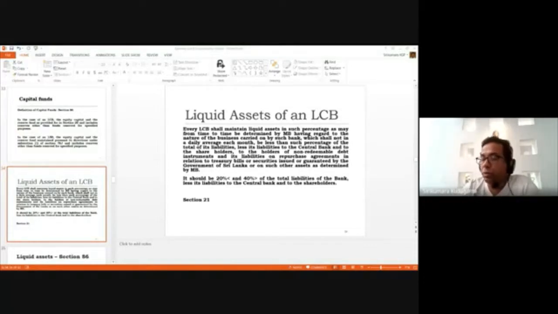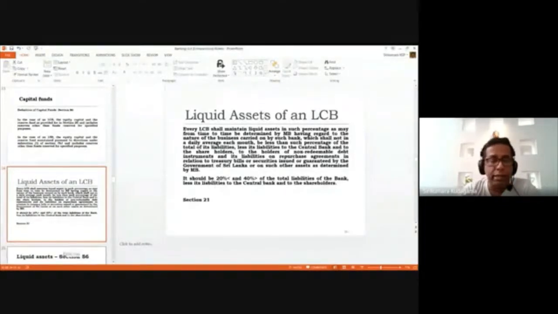Therefore, there should be liquid assets. Now, liquid assets are determined in Section 86, and we can see what assets have been determined and what percentage of them should be maintained. But this liquid assets requirement comes in because banks need to be liquid. Otherwise, central banks might help them if the liquidity is not there, but ordinarily, they are supposed to maintain liquid funds. It should be 20 to 40% of the total liabilities of the bank, less its liability to central bank and to the shareholders.